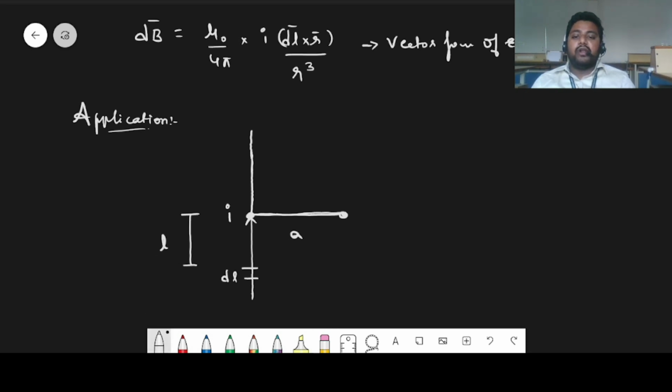Okay, this is your small length dl. Now the current is passing in this direction. From here to here, I have to draw a line.